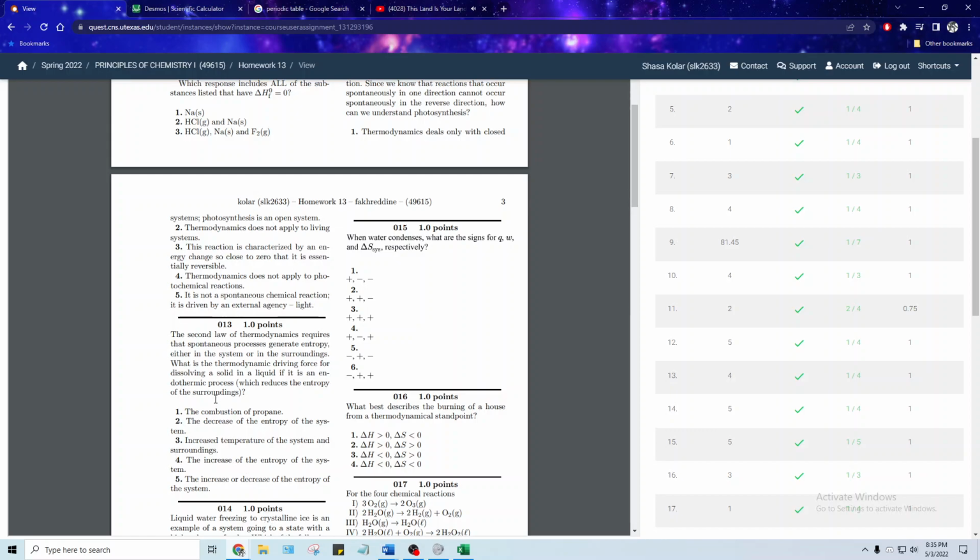And then it's asking here, what is the thermodynamic driving force for dissolving a solid in a liquid? Is that a thermal process? And it's 2. Oh, it's not. It's 4. Oh, I misread this because I'm stupid. My bad. Yeah, the entropy of the system is going up, like I was saying. For some reason, I misread it. I don't know. I'm tired.